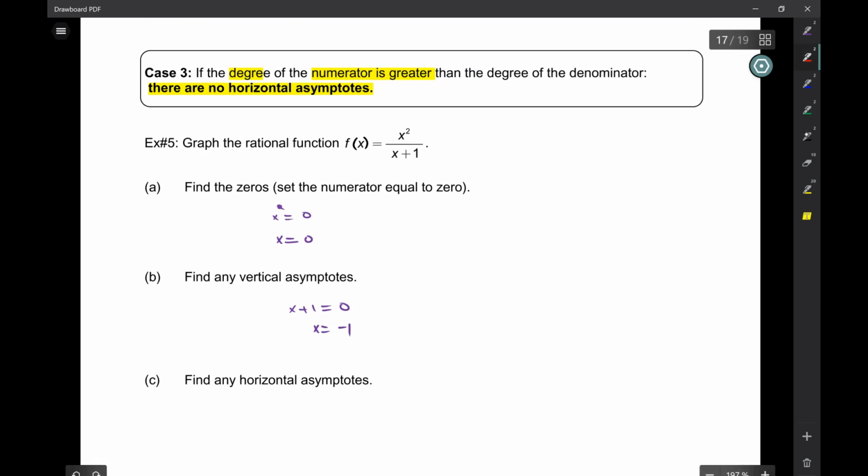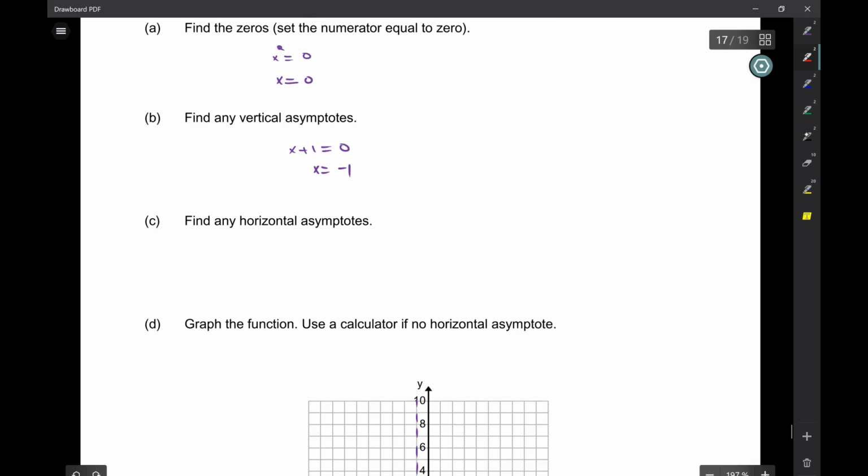Okay, horizontal asymptotes. You go to the original function, compare the degrees. Higher degree on top means no horizontal asymptote, and you just say none. Okay? Higher degree in numerator. All right? If you just say none, that's good enough.